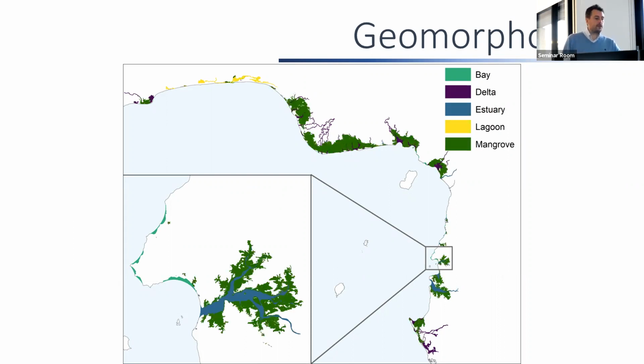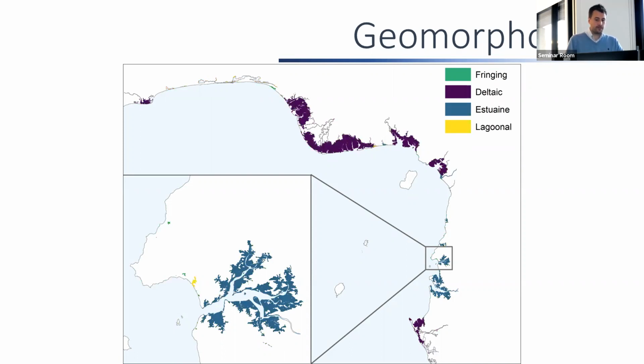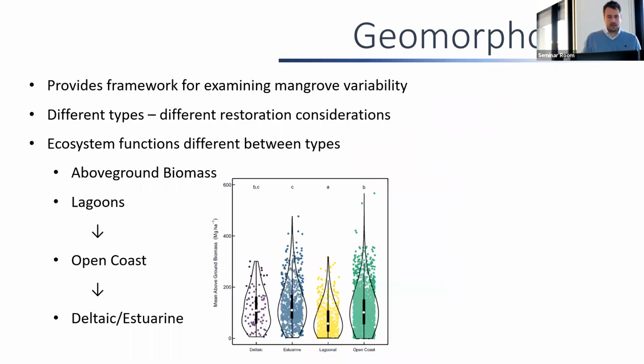And simply what you can do then is overlay where the mangroves are in that area and then just assign them to the polygons that they're close to. So now we have a geomorphic representation of different mangrove types. So why is this important? Why do we go through this whole process? It's an interesting academic exercise, but it has some really practical implications.